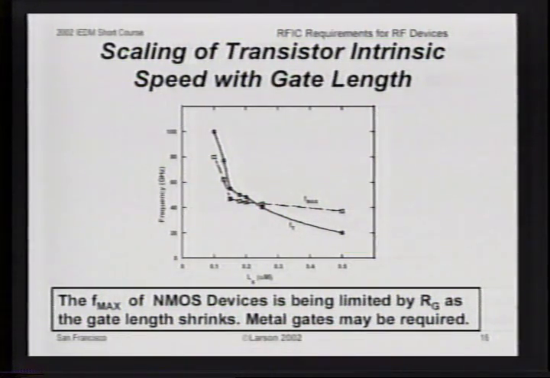Part of this is, of course, due to the fact that the gate cross-sectional area is shrinking fairly dramatically as the gate length shrinks. And of course, that raises the gate resistance as well. As we continue to scale the gate length of MOSFETs down to sub-tenth micron levels, metal gates may be required, or some other kind of metallization scheme may be required in order to keep the gate resistance from limiting the performance of the RF devices.